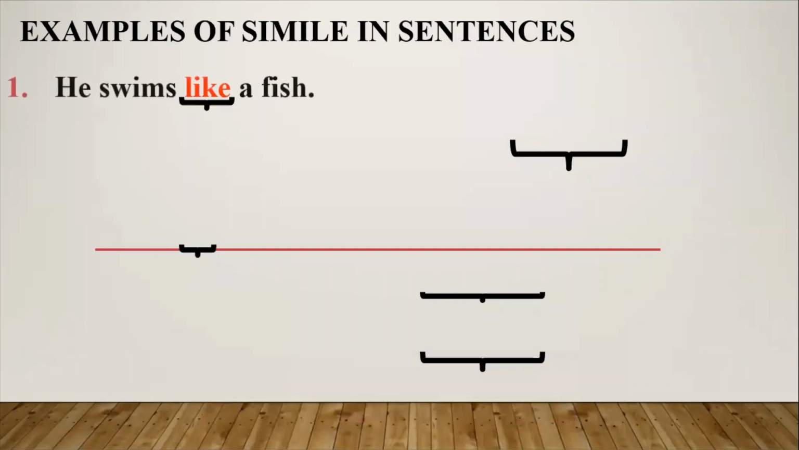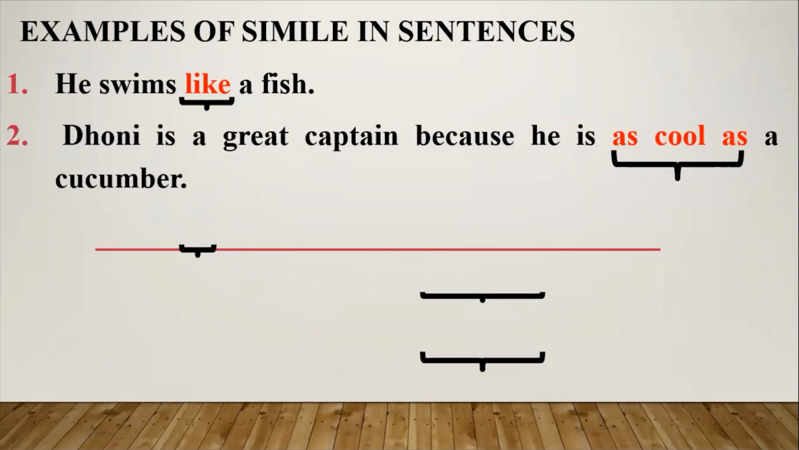Okay, first one. He swims like a fish. So again, you're comparing the way he swims to a fish. Okay, so he swims like a fish. So this is a simile. Next sentence. Dhoni is a great captain because he is as cool as a cucumber. Which means cucumber, it's very cool. So cucumber is a very cool vegetable. Okay, so he is as cool as a cucumber. So instead of saying that he's just a calm and cool person, you can say he's as cool as a cucumber.